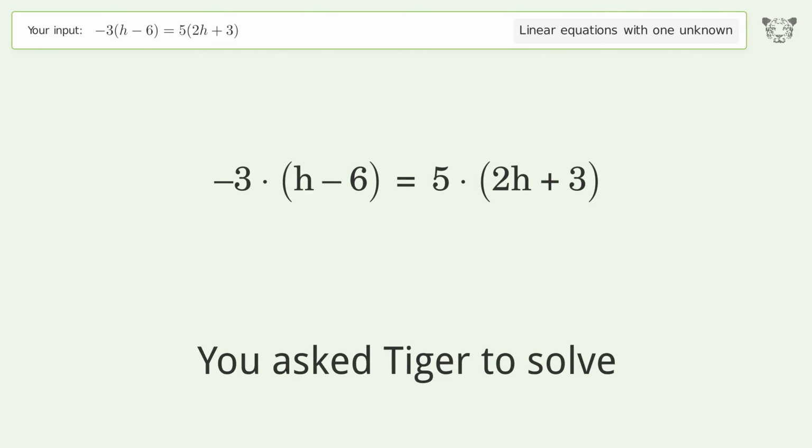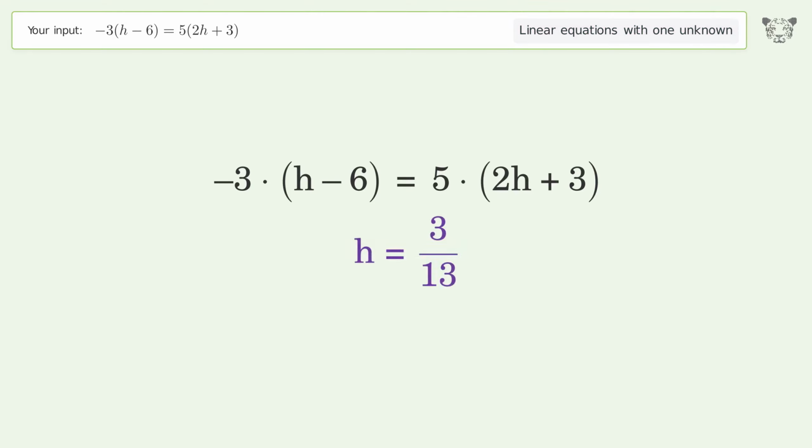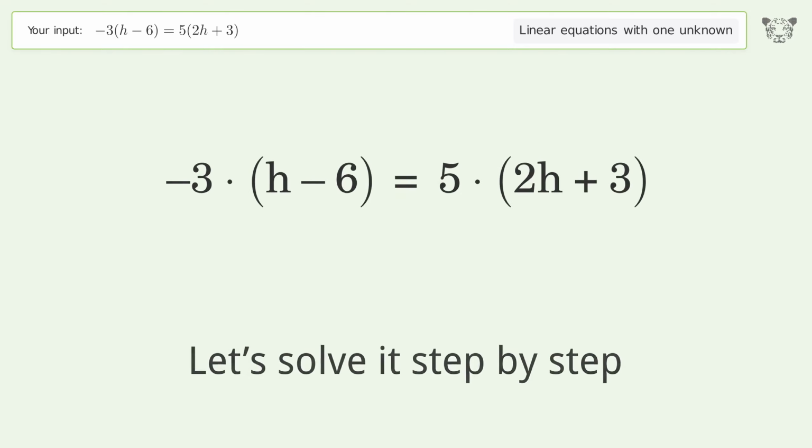You ask Tiger to solve. This deals with linear equations with one unknown. The final result is h equals 3/13. Let's solve it step by step.